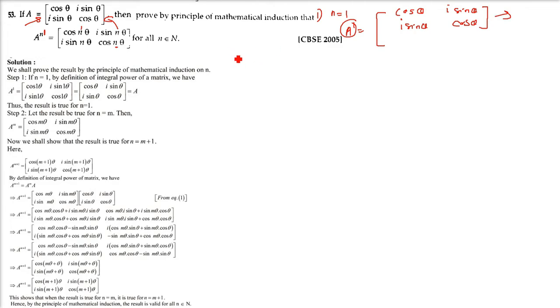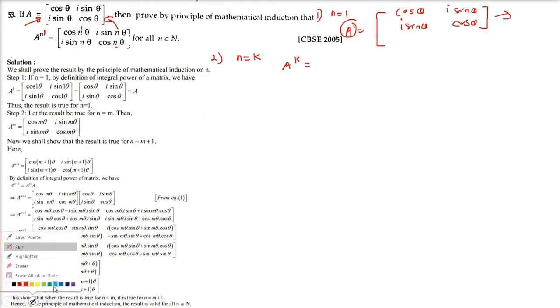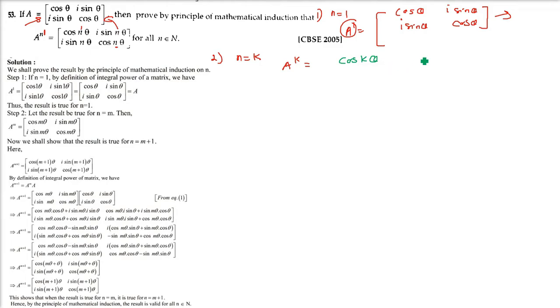Very good. Now let us assume that this is true for n equals k. For n equals k or n equals m, whichever you want to take, A raised k will be what? Just replace n by k here. This is what we are assuming, that it is true for k. And with this base, we will try to prove that it is true for k plus 1. So cos k theta, i sin k theta, i sin k theta, cos k theta. We are assuming that for any k, this is true. Now we will check it for n equals k plus 1.